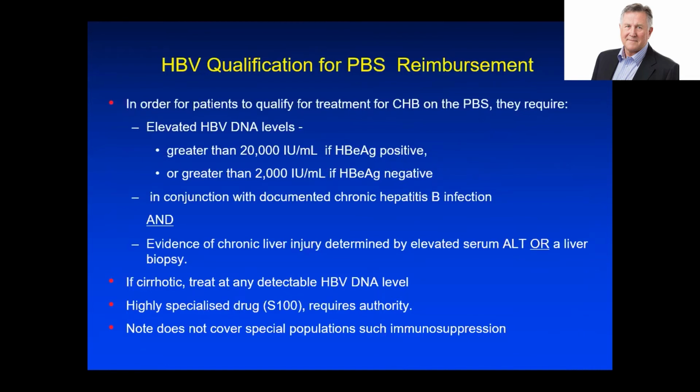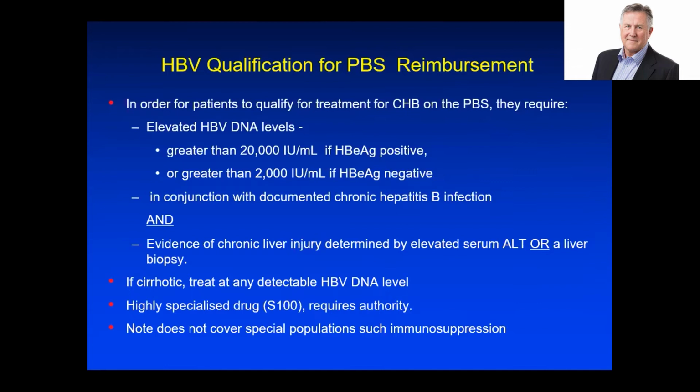If you're e-antigen negative, i.e. in the immune escape phase, you have to be greater than 2,000. And you have to have documented chronic hepatitis B infection, and you need to have evidence of liver injury. Technically, the wording says an elevated ALT or a liver biopsy, but in essence, no one does liver biopsies these days anyway. So it essentially means a high viral load and an elevated ALT. If a patient is cirrhotic, the viral load estimates don't count and you can treat at any viral load, okay? However, if they're cirrhotic, we should probably see those patients because they're more complex.